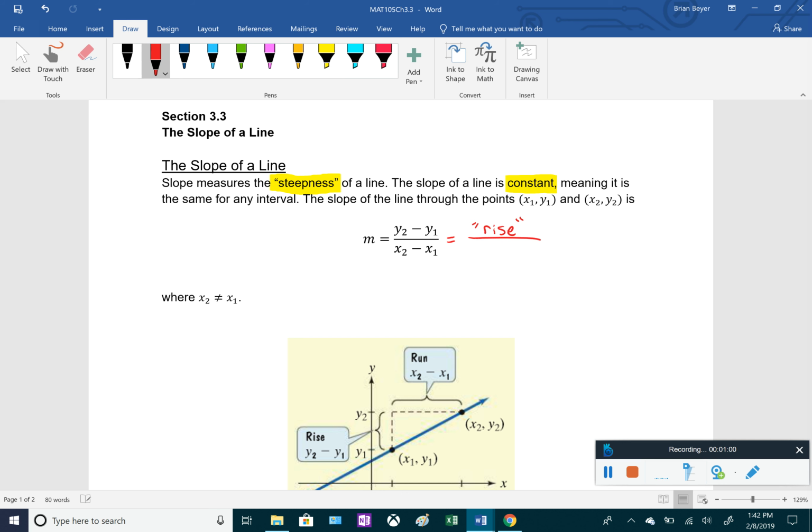It's called rise because y coordinates are vertical, and then the run is horizontal for x coordinates. And there's a little note down here where x2 cannot equal x1. If it does, then that means the denominator is 0. We can't divide by 0.